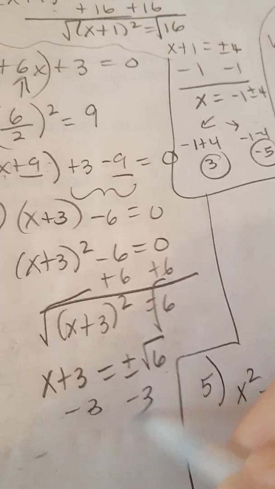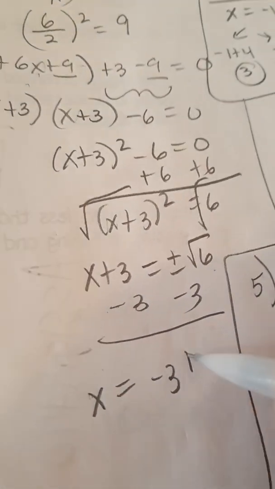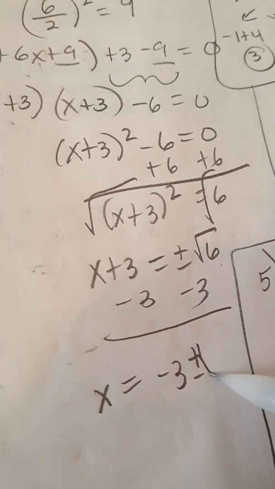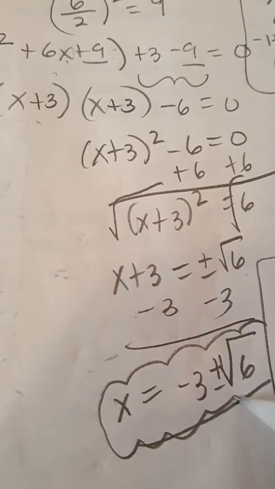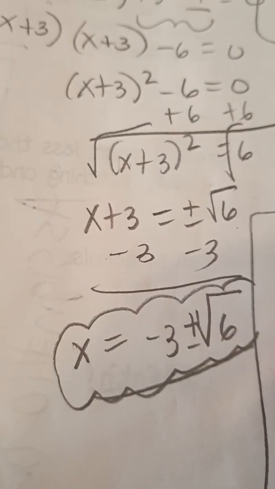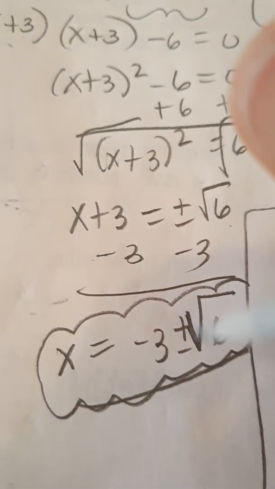Minus 3 on both sides. Your answer is x equals negative 3 plus or minus the square root of 6. Okay.